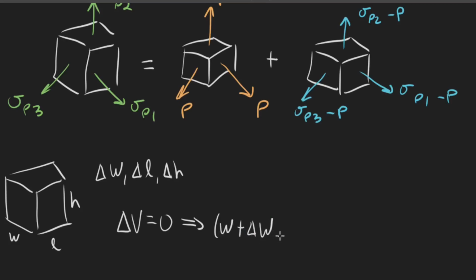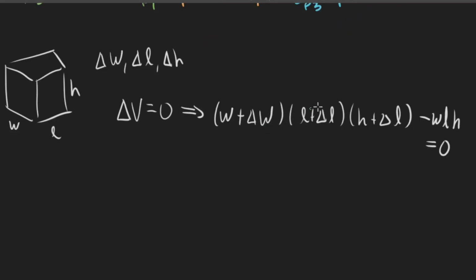our width plus our change in width, so our final width, times our final length, times our final height, minus our initial volume, has to equal 0 as well. And now if you distribute all of these out, you're going to get a WLH term, which is going to cancel with this, and then the rest of it's going to look like this.